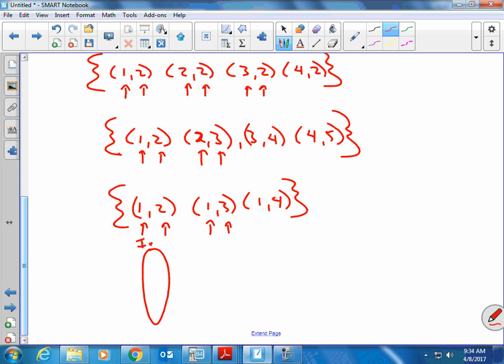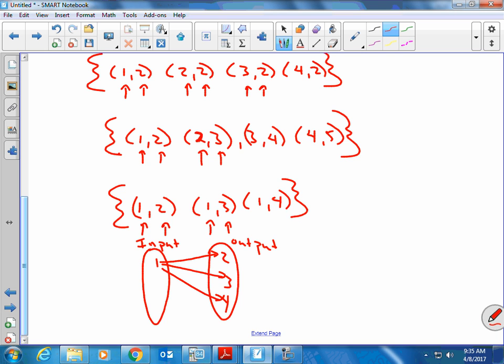Let's call this the input. Let's call this the output. When the input is 1, my output is either a 2, or it's a 3, or it's a 4. Every input must match up with exactly one output. Not true in this case. The input of 1 has 3 different outputs that it matches up to.